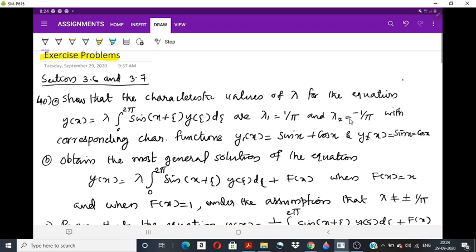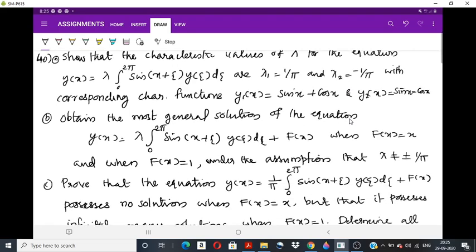So for the first part, we have been given a homogeneous integral equation with a kernel sine of x plus theta, and we need to prove that its characteristic values are lambda equal to plus or minus 1 by pi, and the corresponding characteristic functions are y1 equal to sin x plus cos x and y2 equal to sin x minus cos x.